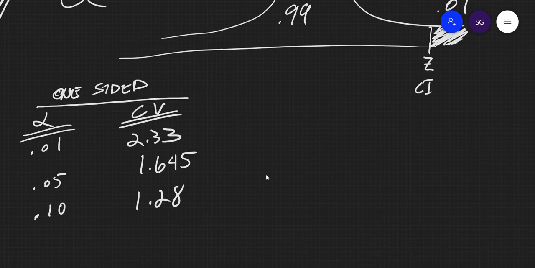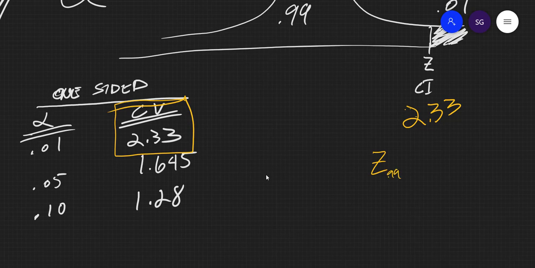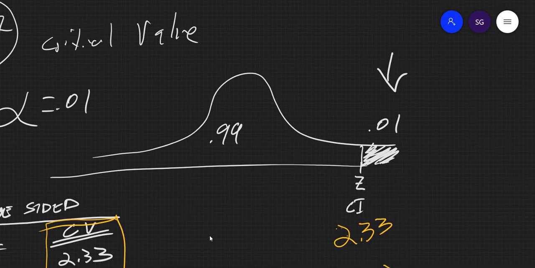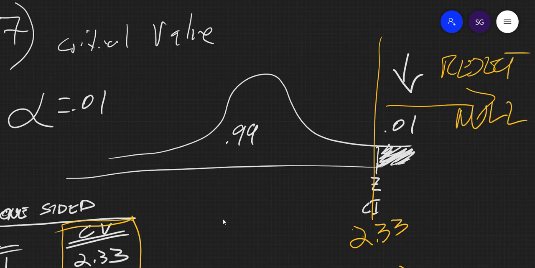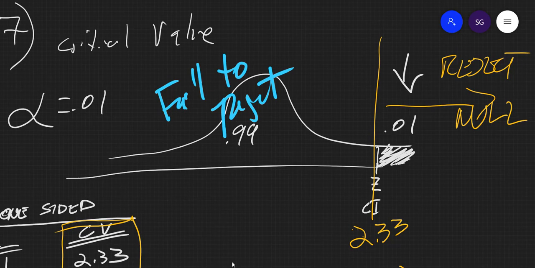So my critical value in this case is going to be 2.33. So Z here, technically Z.01, depending on how you're looking at it, is equal to 2.33. So I know that if my calculated stat is greater than 2.33, then I'm going to reject the null hypothesis. And if I'm on the left-hand side, I am going to fail to reject, right? So then what comes next? That's number 8.